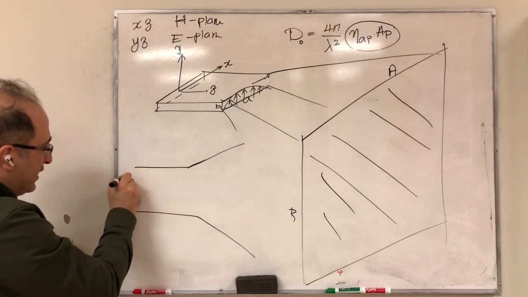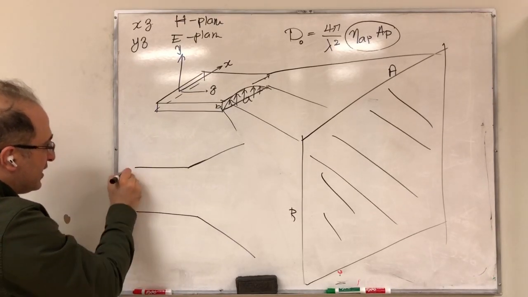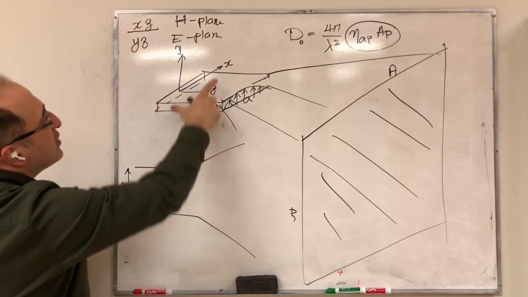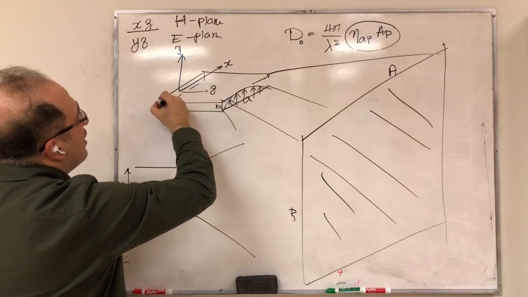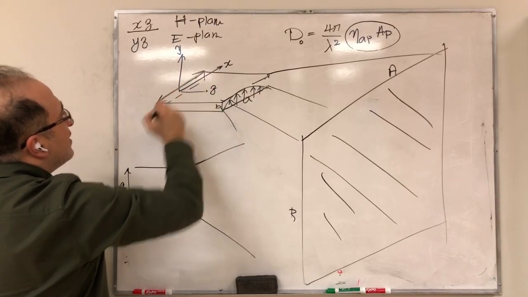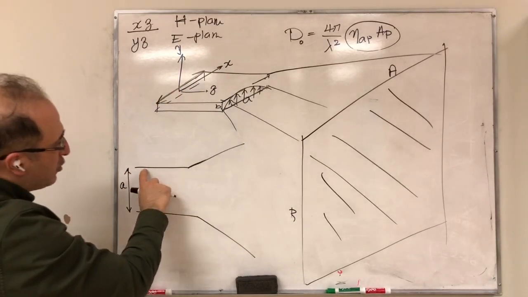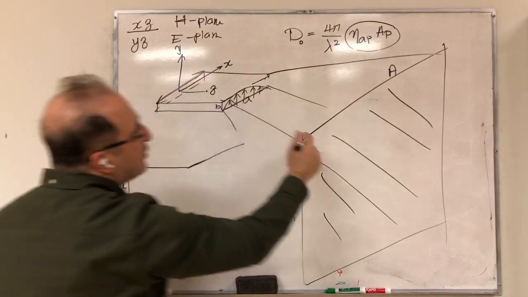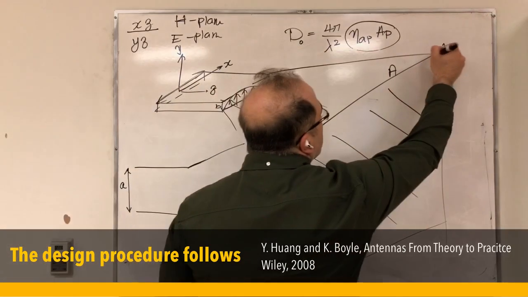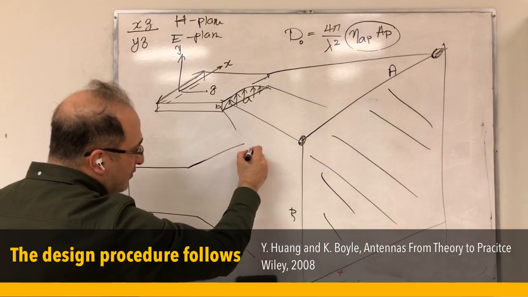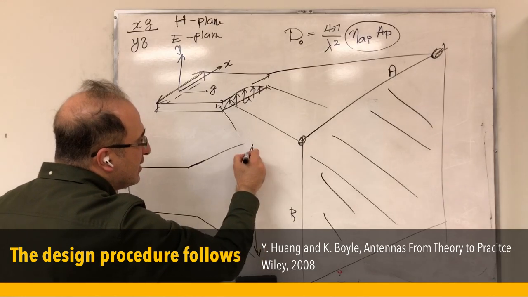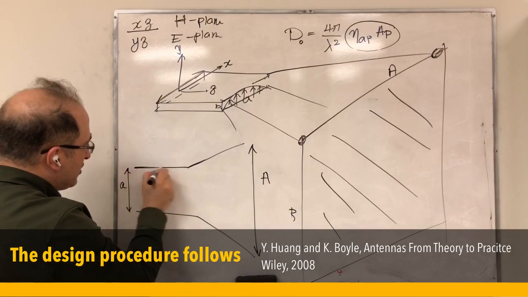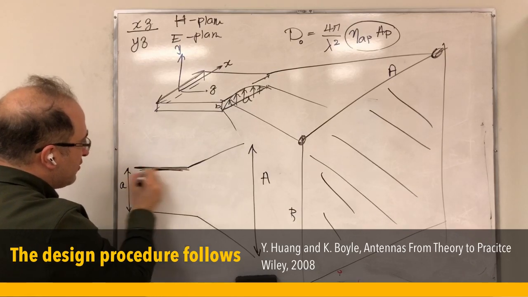And now what is this? This is my small a. So I'm in the xz plane. So xz, you're looking right now at this a. And then you continue, and you get to this point, and after that you get to this point, this aperture from here to here, which is this aperture size. This is capital A. Let me just emphasize the cross section of the horn.